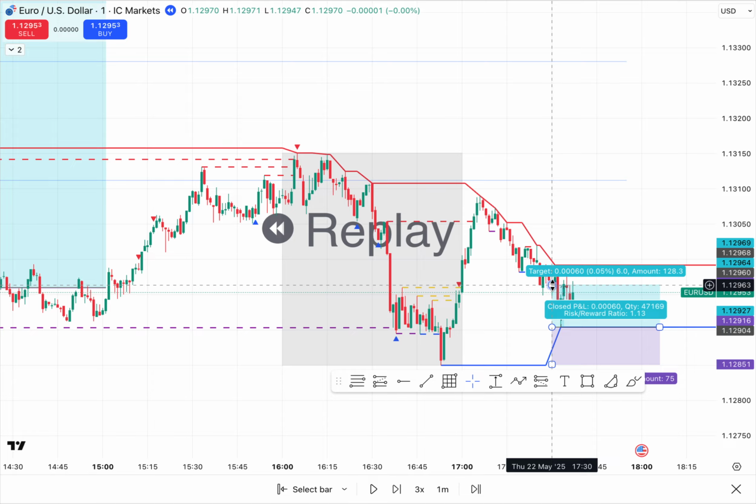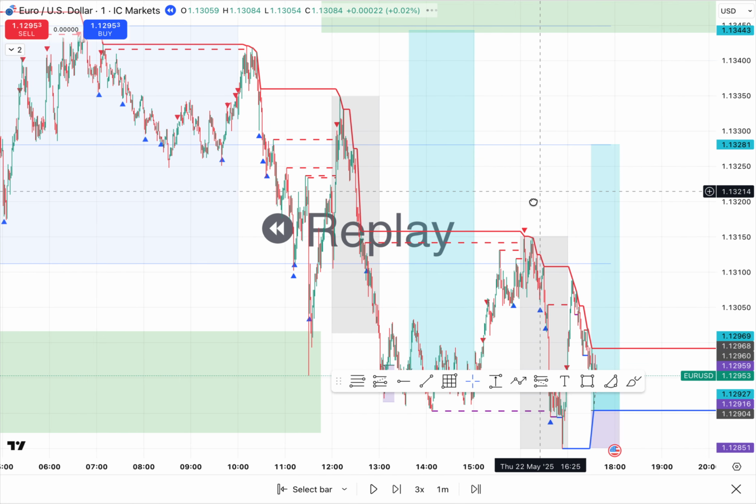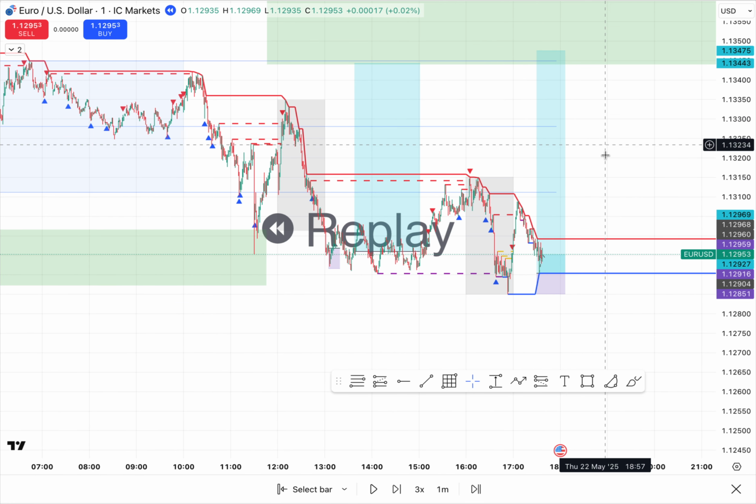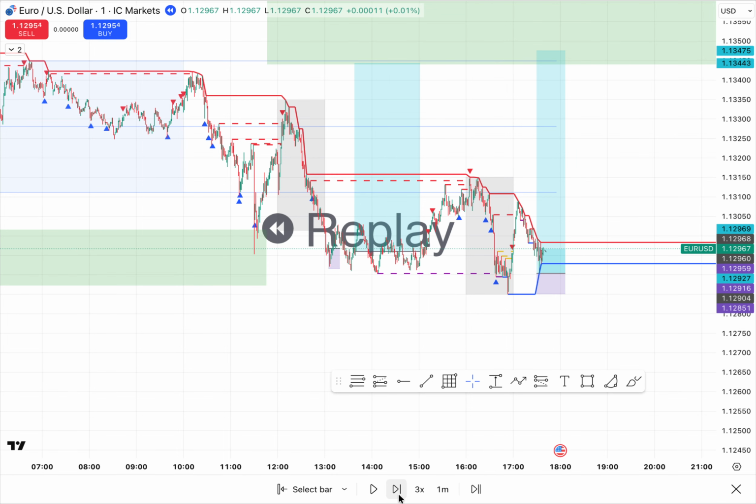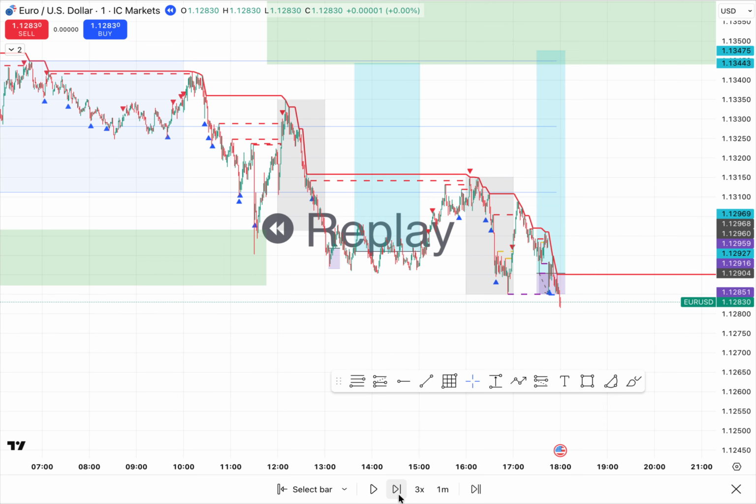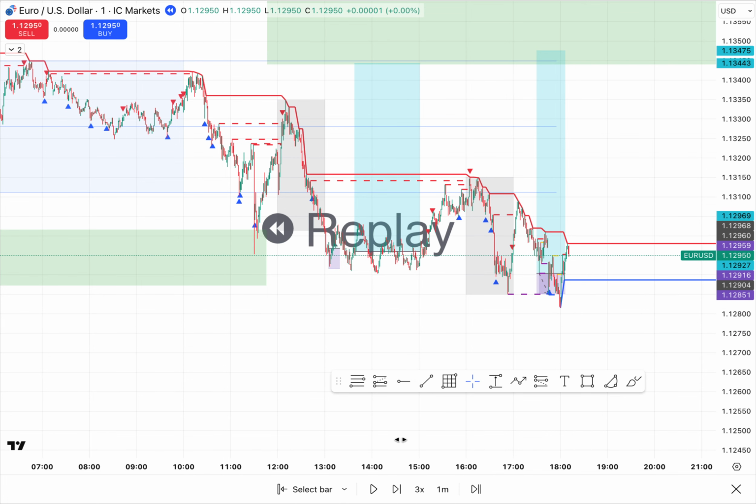So imagine that they had this entry right here. I still want to take this trade, man. I am dying to take this trade. I am dead, man.